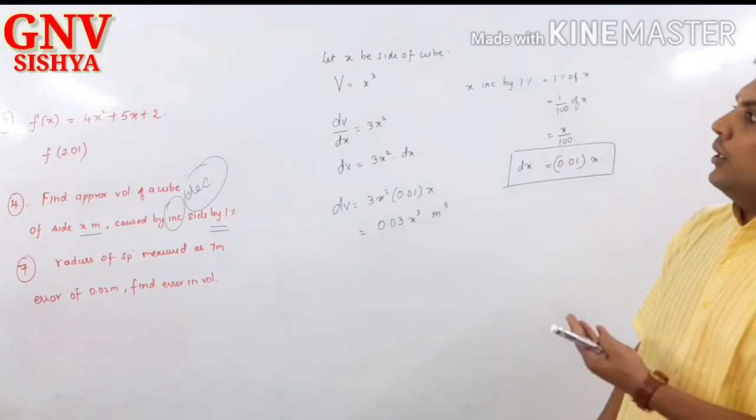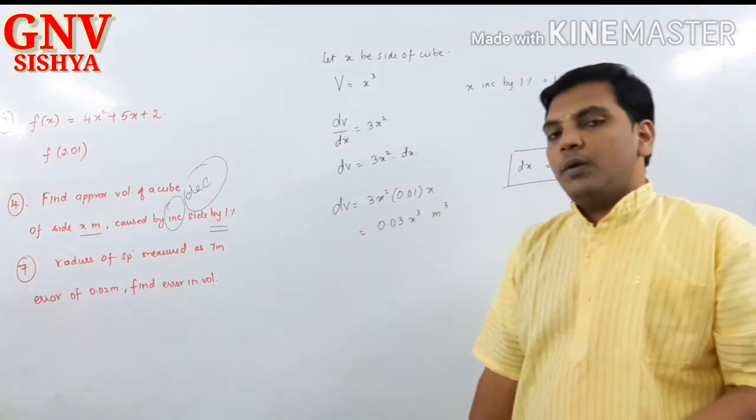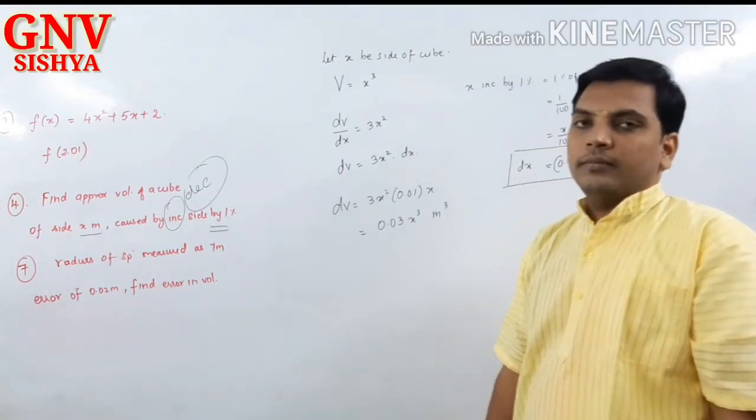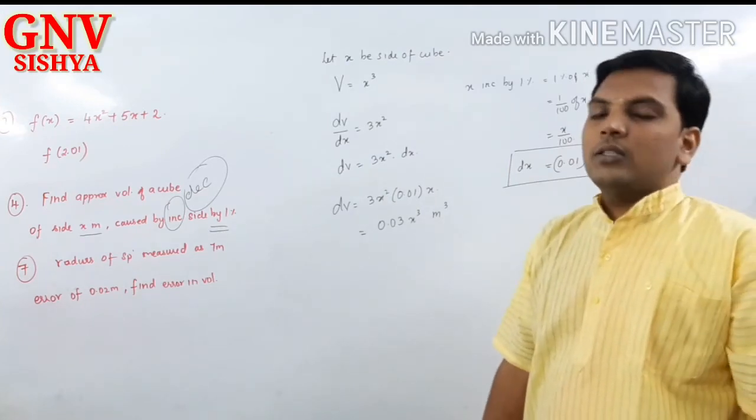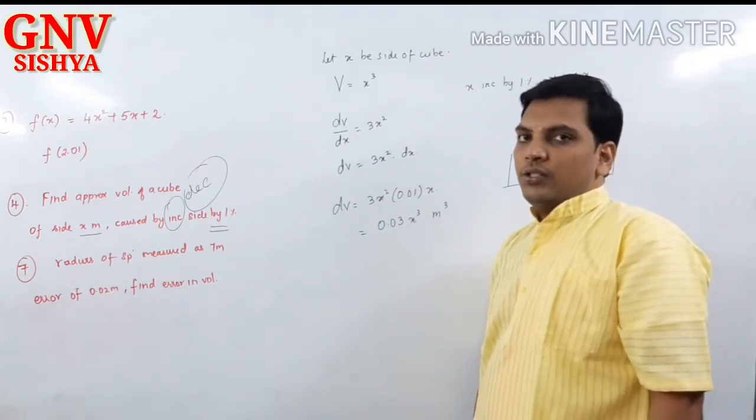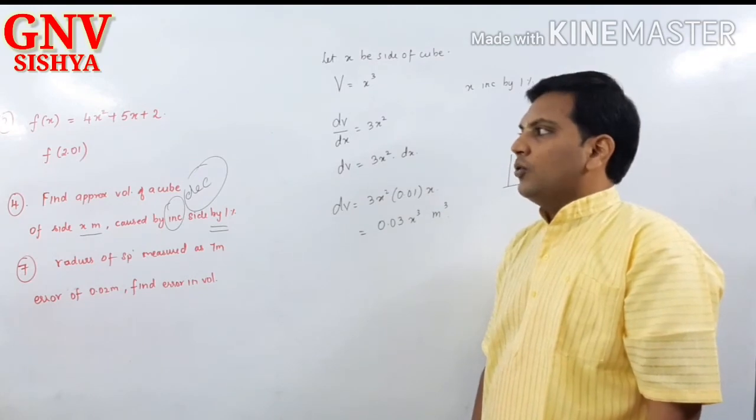They have given volume of a cube. You know it is x cube. What is the volume of a sphere, Kanna? 4 by 3 pi r square. Correct? Sorry, pi r cube. What is the volume of a cone? 1 by 3 pi r square h. Okay, so depending on that, we can easily do the sum, right?